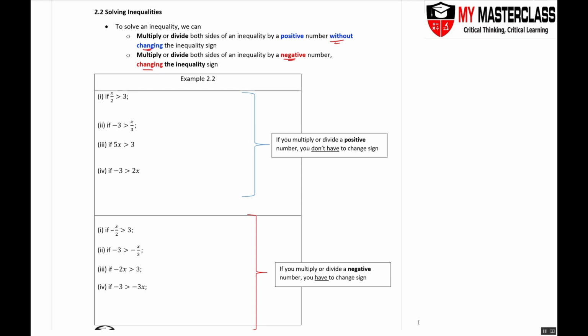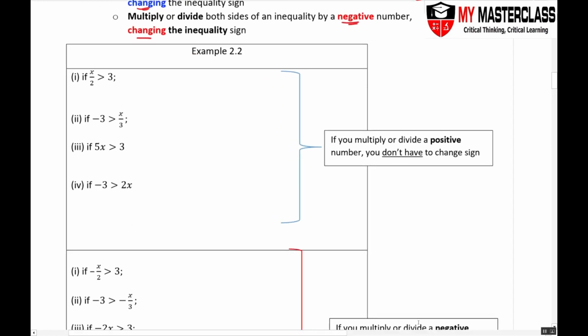If we look at part 1, if x over 2 is more than 3. If I give you this example of x over 2 equals 3, then what you do is multiply the 2 over, and you get x equals 6. The way you solve it is exactly the same as what you would do for an equal sign, just that now you're working with an inequality sign. So when I multiply it over, you get x more than 6. You do not change the sign, or I do not flip the sign, because it's a positive number.